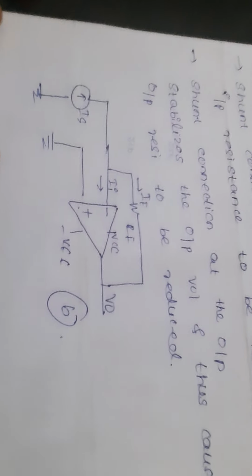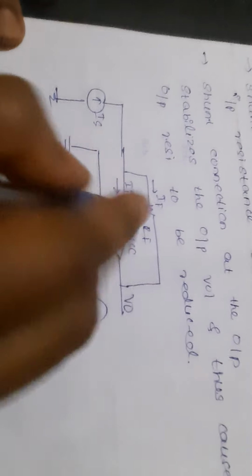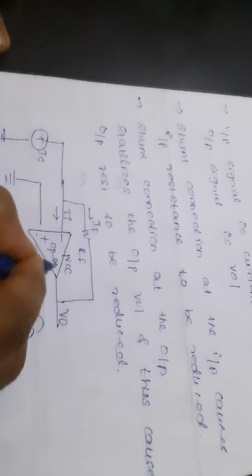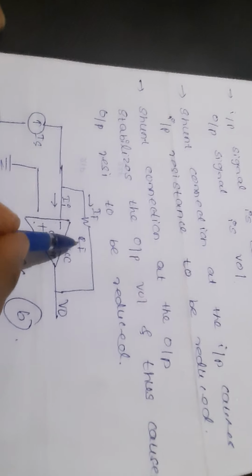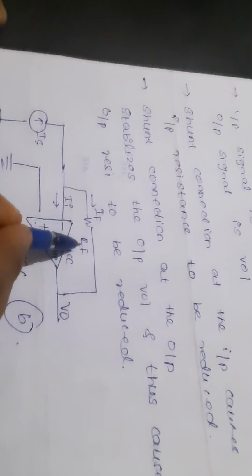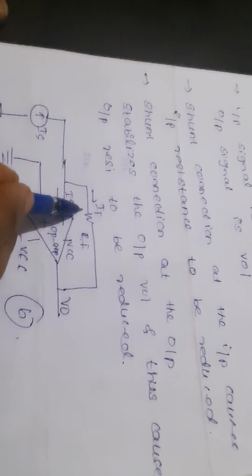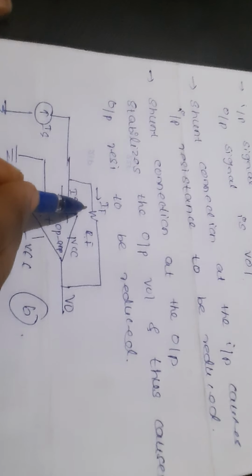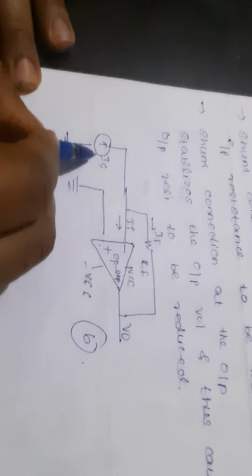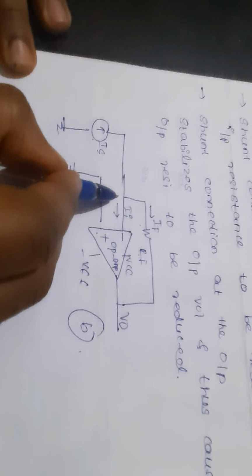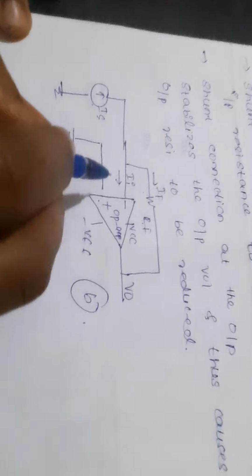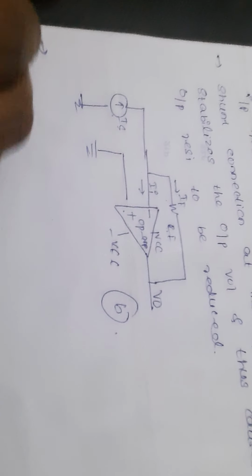Now, in figure B, the op-amp is used. This is our op-amp. Feedback resistance RF is also used. RF provides the feedback current IF, which is subtracted from IS at the input node. I'll repeat once again, or I'll write some points otherwise.